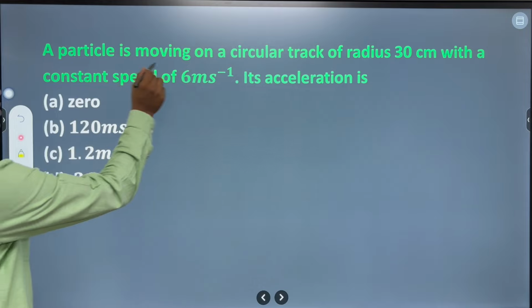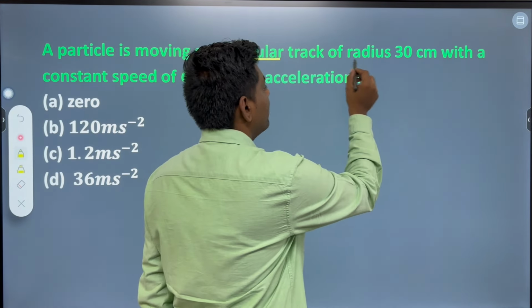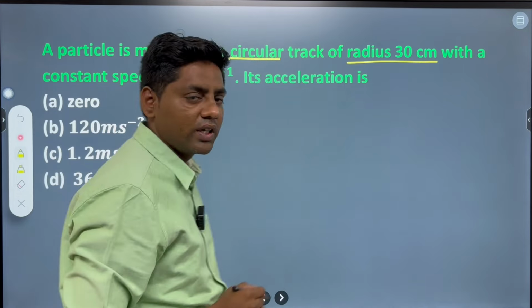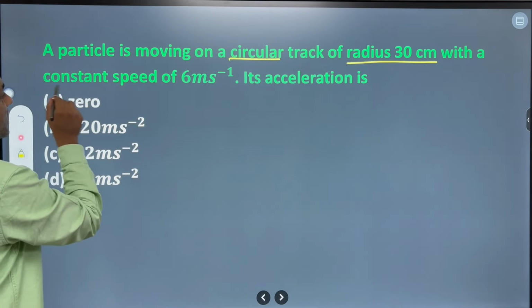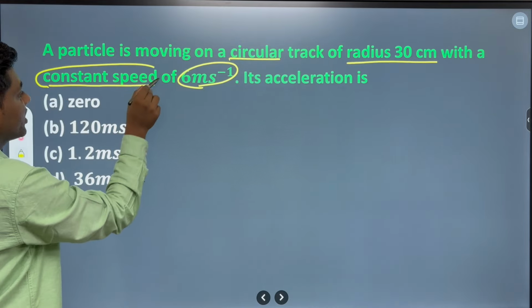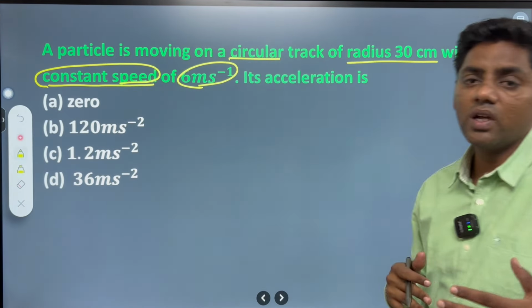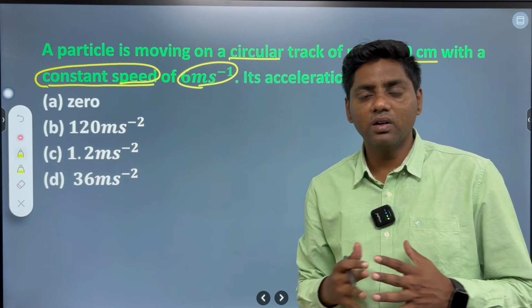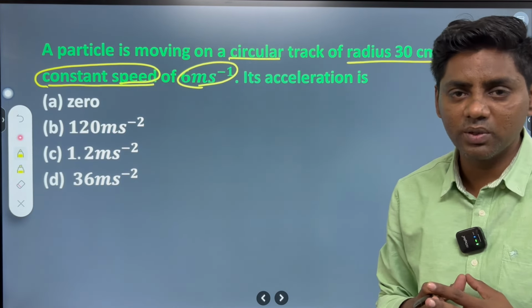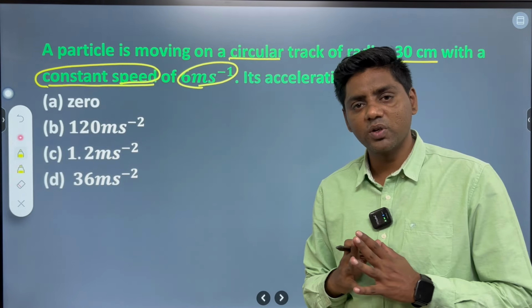A particle is moving on a circular track, मतलब circular का example है, of radius 30 centimeter with constant speed of 6 meter per second. यहाँ पे ये important observation है, constant speed. As we know, circular motion means whenever the object is moving along the circumference of the path, we can say this is an example of circular motion.